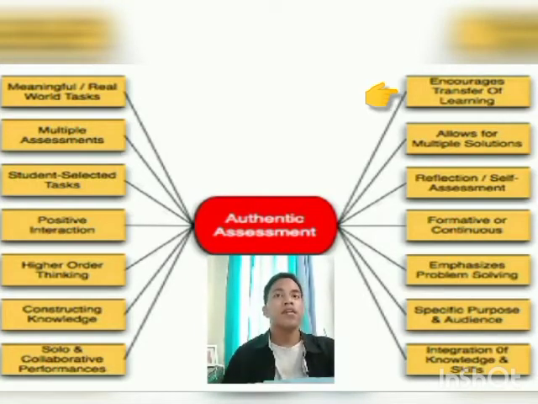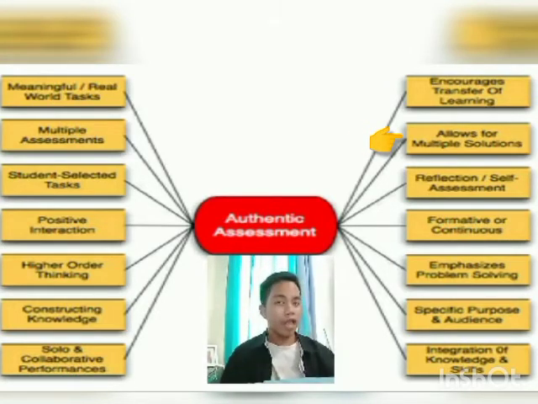So the fourth one is allows for multiple solutions. Students nowadays, in the 21st century, are able to think creatively and critically, that's a good example. So they are able to make a solution out of a big problem. They solve it in a creative form, and cognition or metacognition would be best exercised, because they are able to think and analyze a certain idea or certain problems and construct a solution out of it.